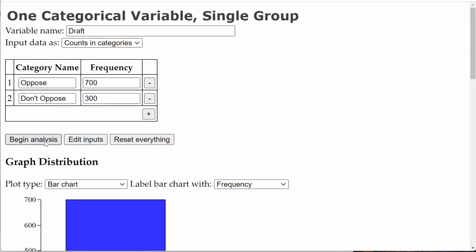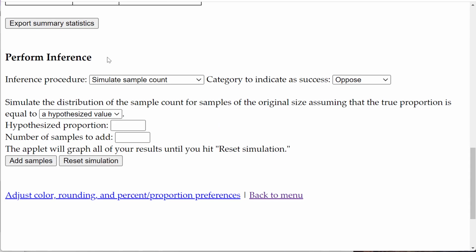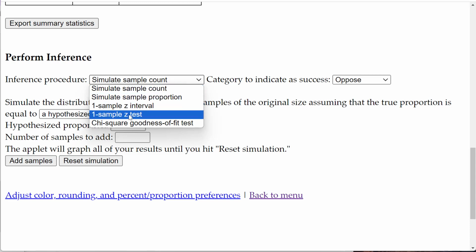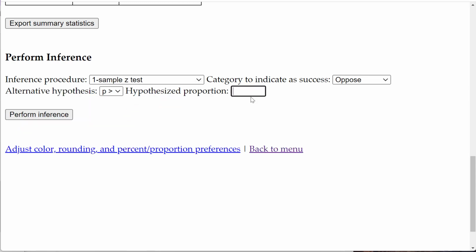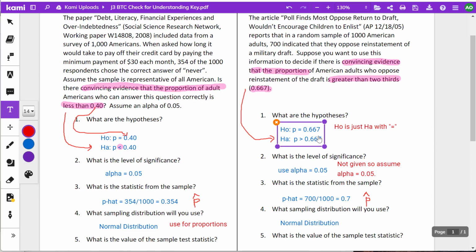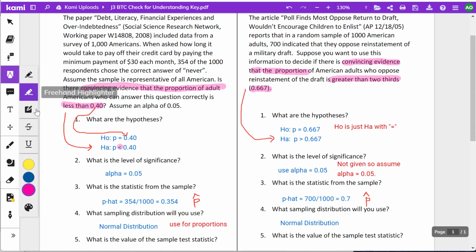So begin analysis. Scroll down to the bottom. Pick a one sample z-test. And we're wondering if it's greater than 0.667. Where did I get that from? I got that from the alternate hypothesis. So the sample goes, so remember, here, let me go highlight my samples. So this is the first sample, and here's the second sample. All right. That's where our statistic comes from, is from the sample.